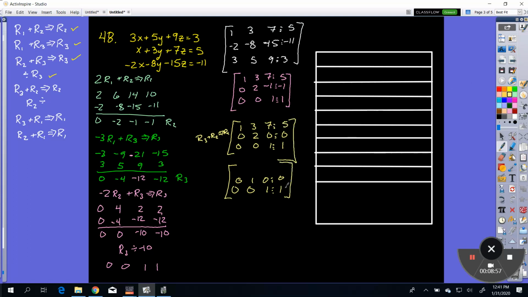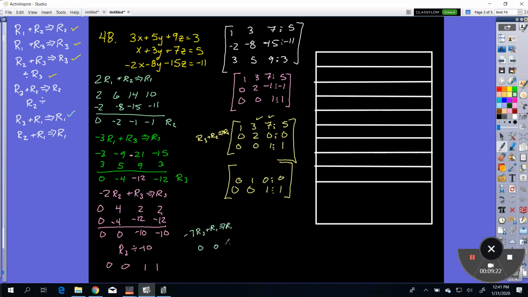So now what I need to do is I need to get this 7 to go away and this 3 to go away. Okay, so to get the 7 to go away, I have to use row 3, which is this step right here. So I'm going to go negative 7 times row 3, add it to row 1, and it makes a new row 1.